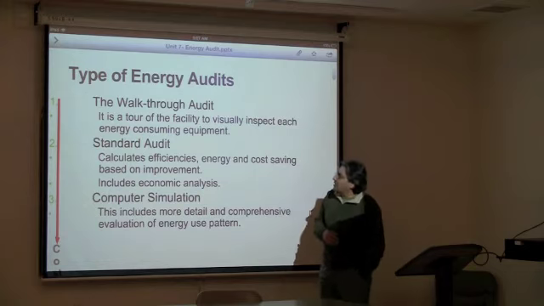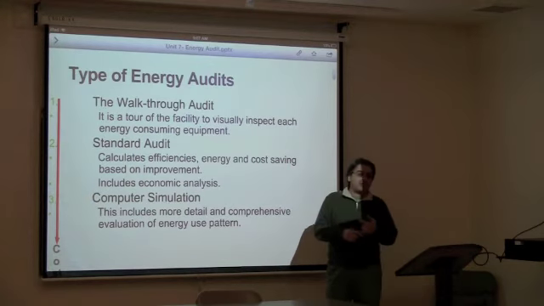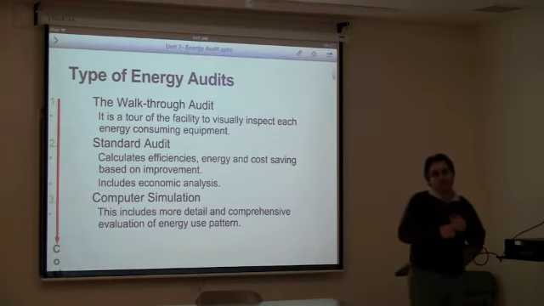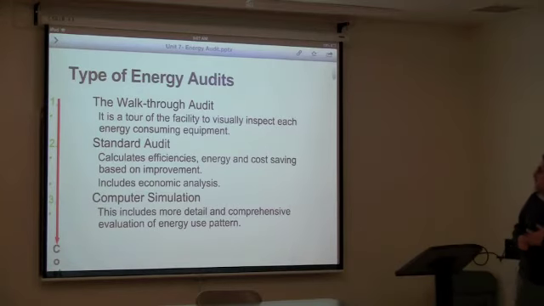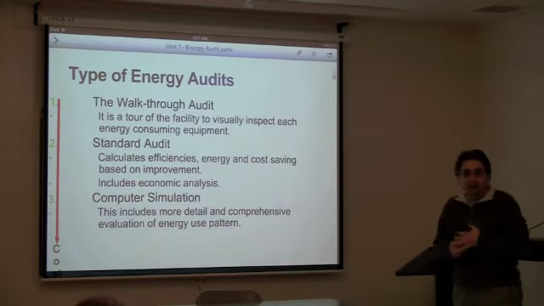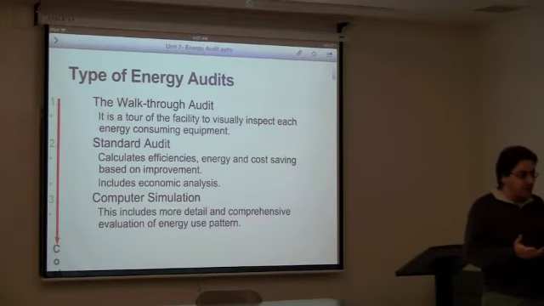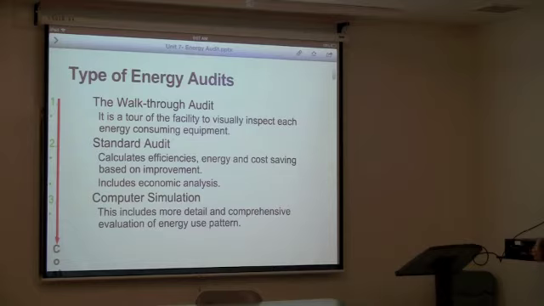So on a standard audit, basically you try to calculate the efficiencies, you try to calculate where you're losing energy, how much energy you can save if you do some improvement. That's the major part of it. How much energy you're going to save if you do improvement. Because nobody's going to put their money on a project if they don't know how much it's saving, right? At the end of the day, it's all about money.